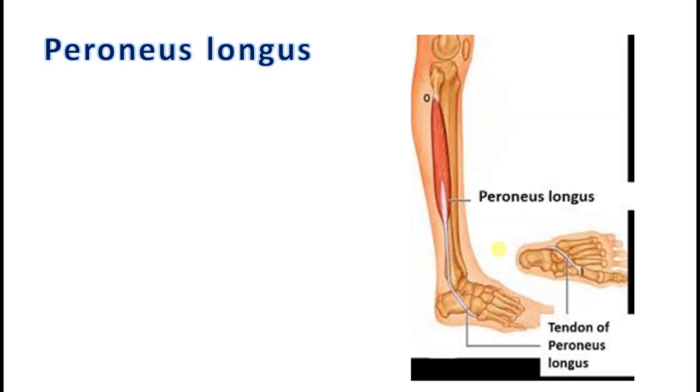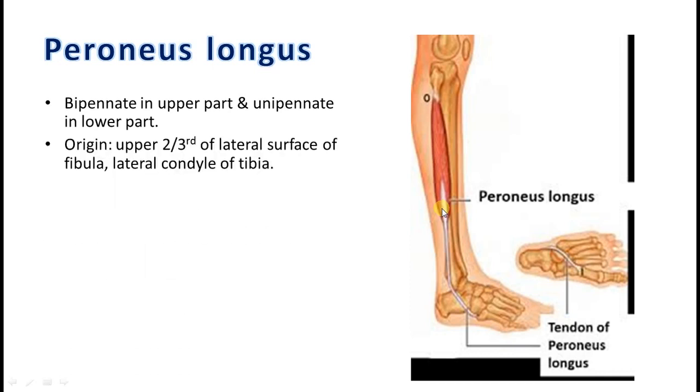So here you are able to see this is actually the Peroneus longus muscle, which takes origin again from the fibula. The upper part of the muscle is bipinnate and the lower part is a unipinnate muscle. So from the shaft of the fibula, 2/3 of the lateral surface and adjoining lateral condyle of the tibia, it arises. The tendon passes downwards behind the lateral malleolus in a groove.